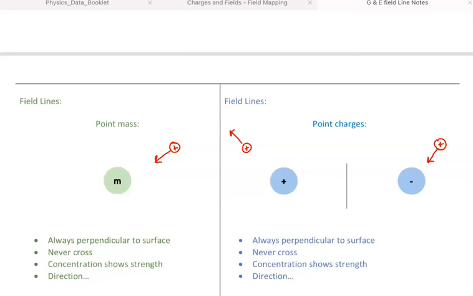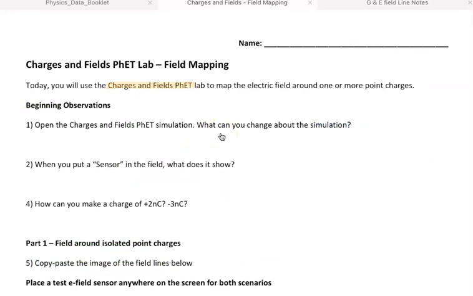We're going to start by doing an activity using the support document, charges and fields field mapping. In your support document, which is linked in our slides and in this video description, the charges and fields PhET link will take you to the PhET activity that I want you to be on. A lot of this I want you to be doing ahead of me. Every time we start a new part, I would like you to do that on your own and come back and check that everything matched. If you have any questions, hopefully I'll address them.